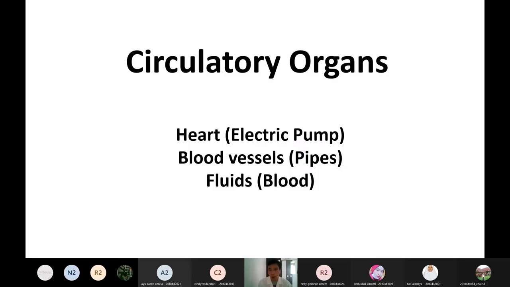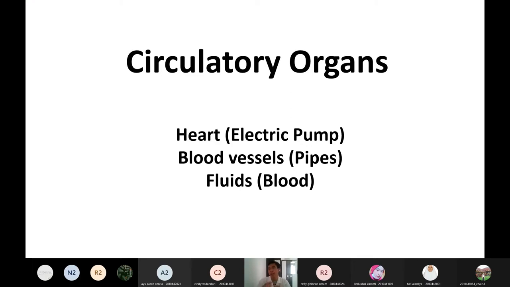So in circulatory organs and in physical designs, we could identify what are the components composing the circulatory systems. The first is actually the heart as an electric pump. It consists of something like a pump that could generate its own electricity, and then it could squeeze and enlarge. And then the second component is the blood vessels, which function as the pipes.